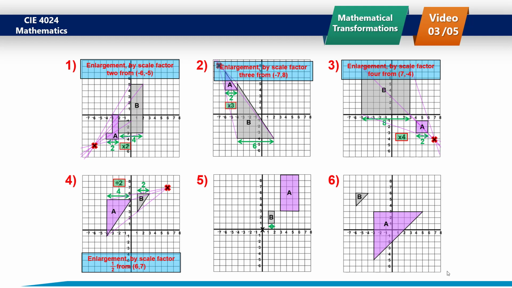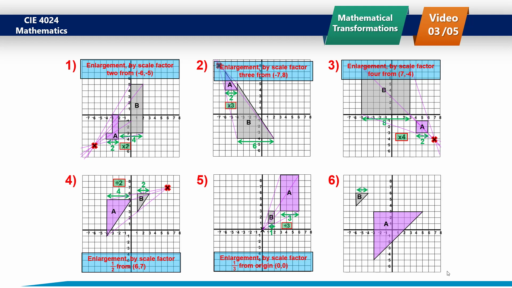Question number 5. Here we can see it's 1 unit and it's 3 units. So that means the object is A and the image is 1. So the scale factor is divided by 3, or 1 over 3. And now we will join corresponding vertices by means of a straight line, and the point where these straight lines are intersecting, that is the center of enlargement. So you can see here the origin is the center of enlargement. So we will say enlargement by scale factor 1 over 3 from the origin.